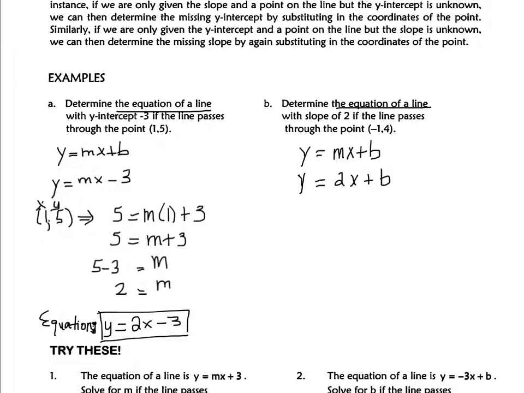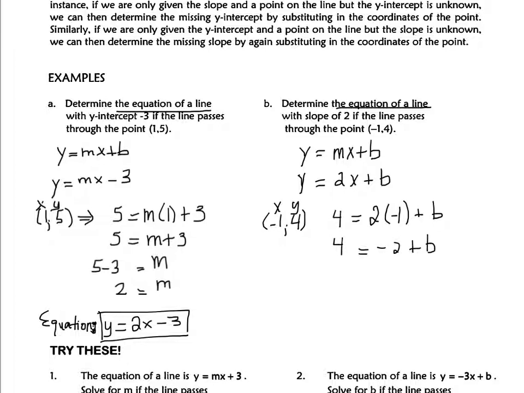This time we don't know the b, but we do know that (-1, 4) is on the line. That means that when x is negative 1, y should equal 4. So we can plug in 4 for the y and negative 1 for the x and know that this equation is supposed to be a true equation, which means that 4 has to equal negative 2 plus b.